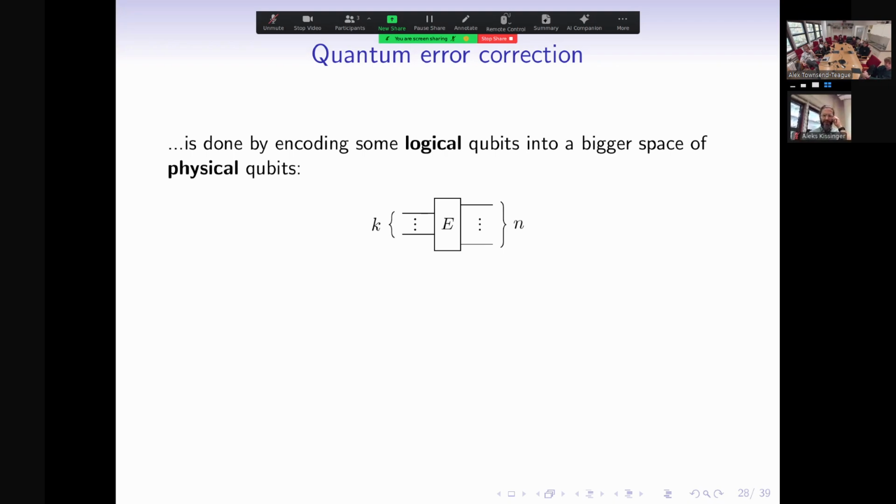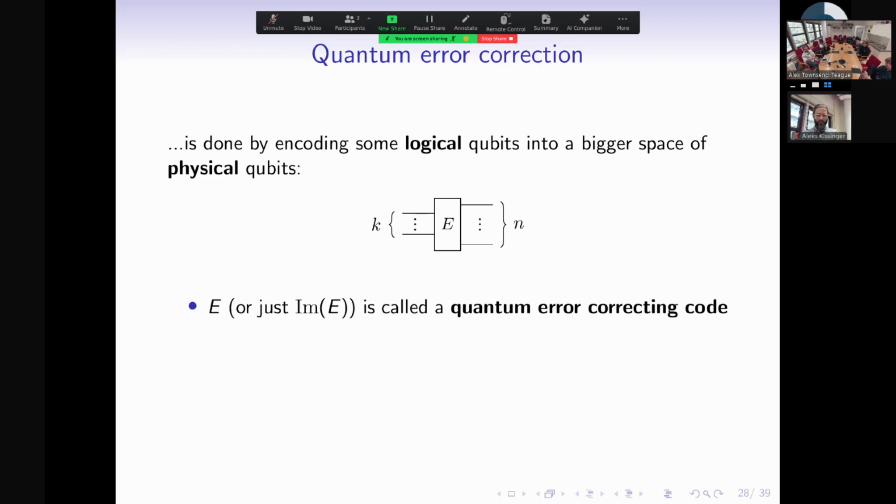So I've already mentioned this a few times that we can think about encoder maps as something with some K logical wires coming in and n physical wires coming out. And the image of this map is a stabilizer code. So if I draw this thing as a Clifford diagram, its image is going to be a stabilizer code.